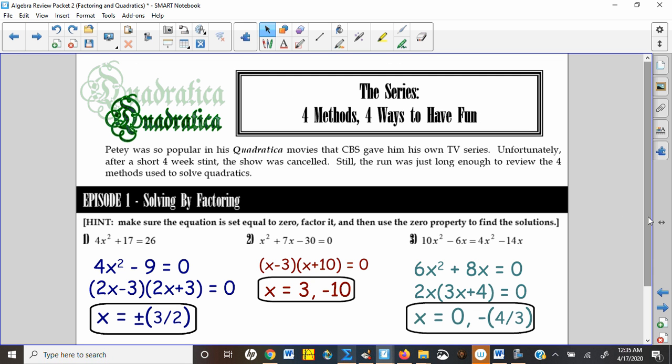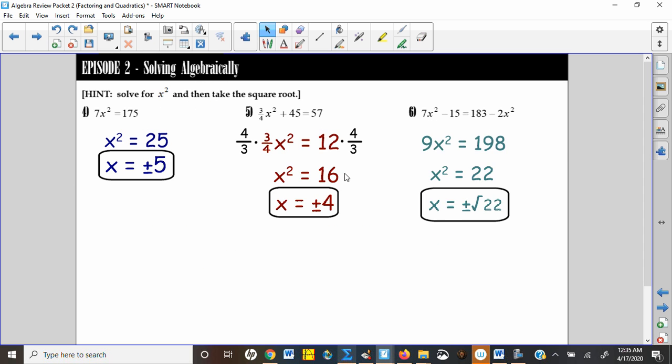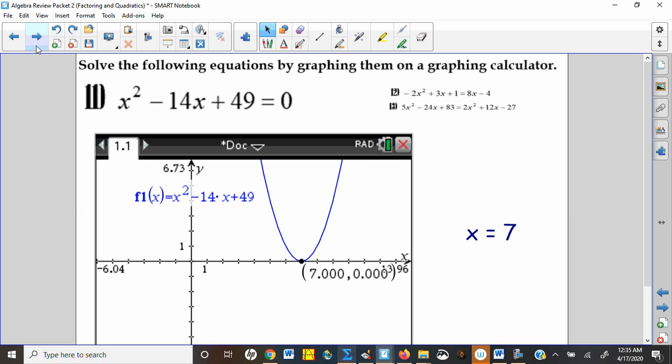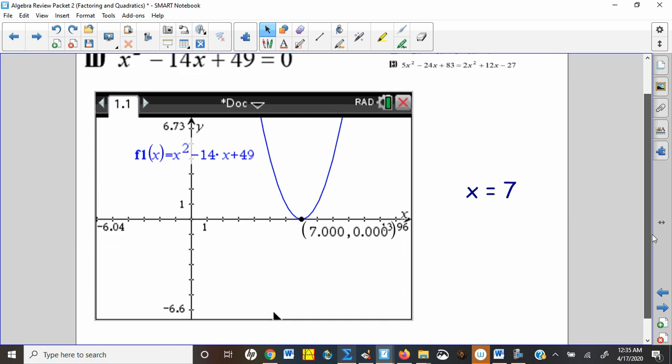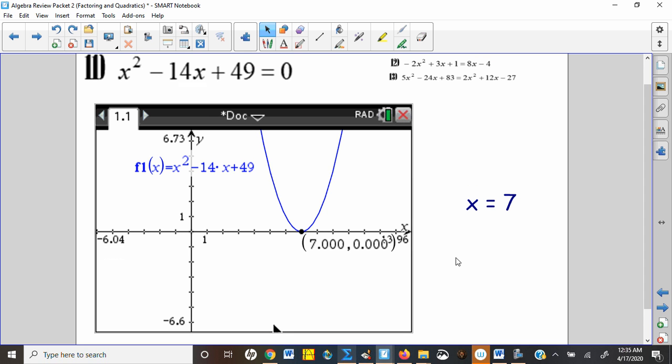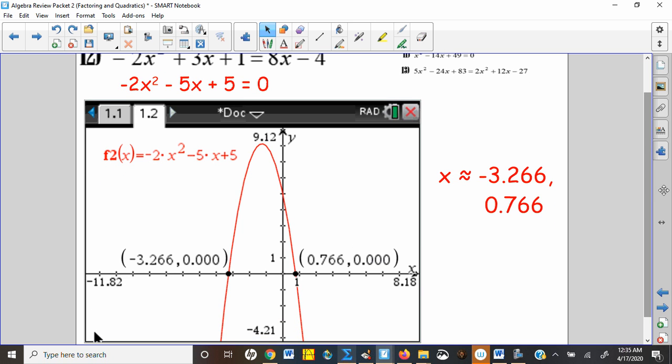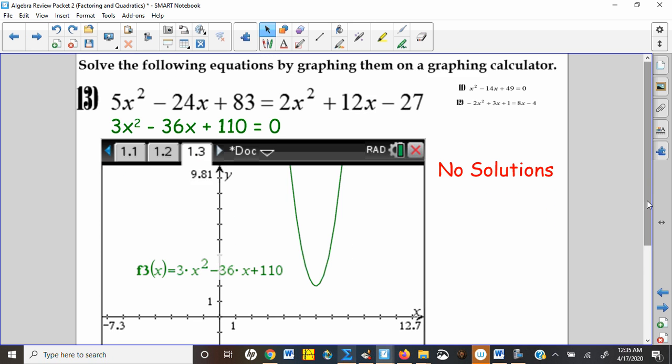Here we go. Once you get to the 4 methods, 4 ways page, here's some answers for 1 through 3. For those of you that really feel like you need extra practice, 4 through 6. Okay, 7 through 10. These are estimate answers here, right? We can't tell exactly what the answers are. Those are estimations. Number 11 was supposed to be done in a graphing calculator, so obviously some of you guys don't have these graphing calculators, but that's okay. You don't have to do it for this class anyway. This is just a quick chance for you to check some answers if you want to.